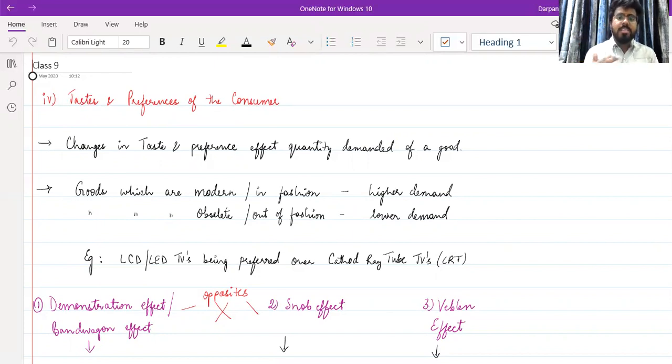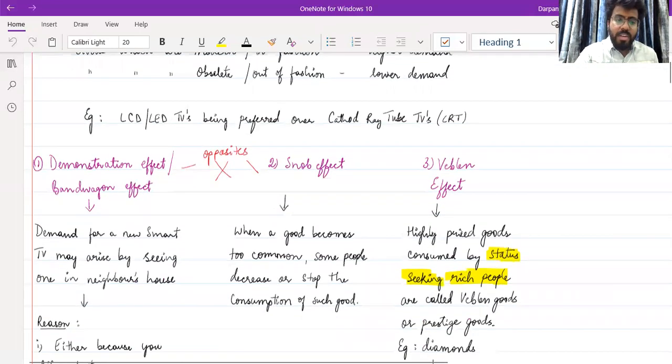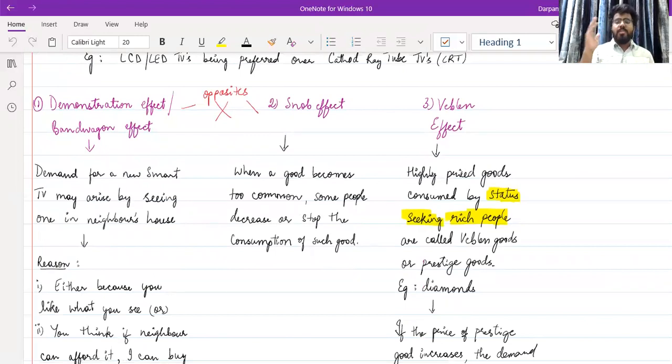The fourth factor is tastes and preferences, right? Your tastes and preferences also affect the quantity demanded. If the goods which are in fashion right now, that will have a higher demand. But goods which are out of fashion or they're obsolete, they'll have a lower demand because tastes and preferences of the consumers have changed. This tastes and preferences can be divided into three effects.